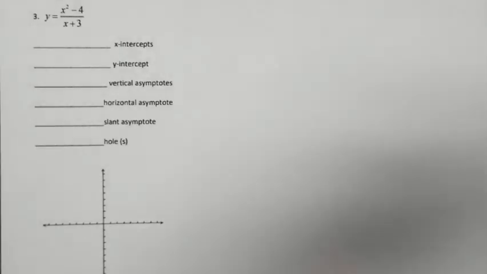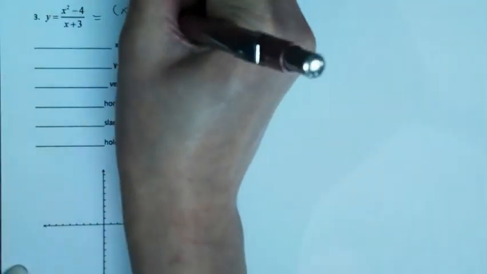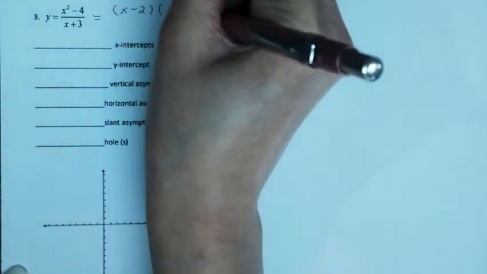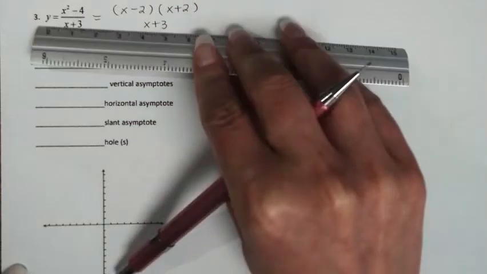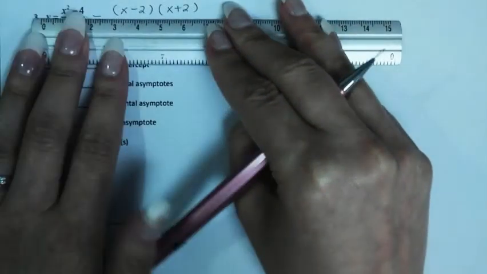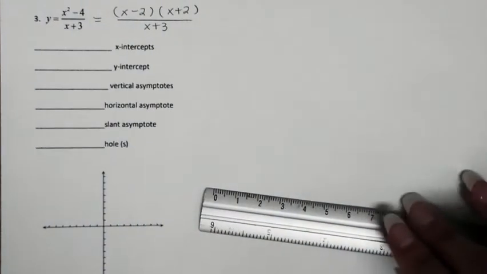Okay, so for number 3, you have y equals (x squared minus 4) divided by (x plus 3). So what we're going to do here, obviously, is factoring the top. Okay, so you have this equation, and you have x plus 3 here. Really nice. Okay, so you're like, oh, I don't have holes. Yeah, you don't. You can immediately see that you don't have any holes.